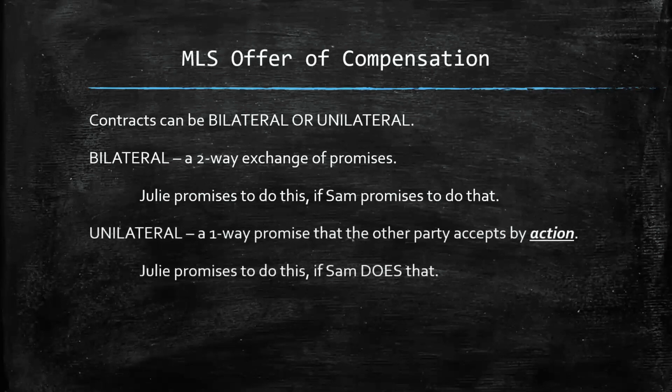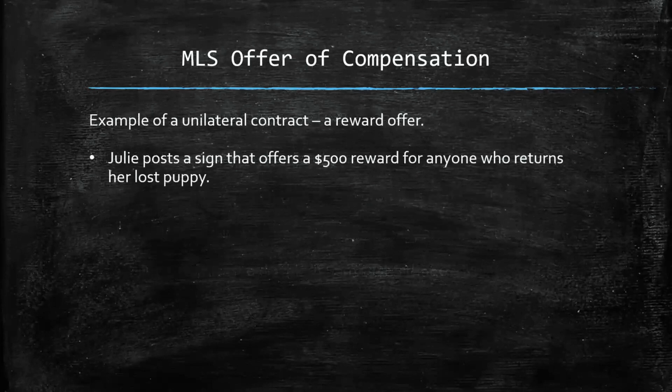A unilateral contract is different because it is a one-way promise that the other party accepts by their action. So in this example, it would be Julie promises to do this if Sam does that. I promise to do something if you actually do something for me. That's a unilateral contract. Let me give you an example of one. Let's think about an offer for a reward.